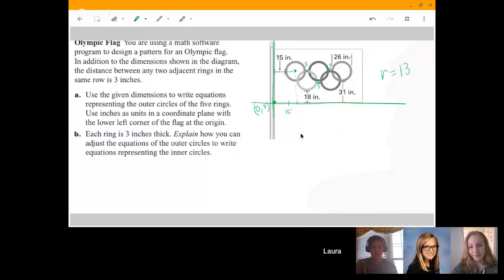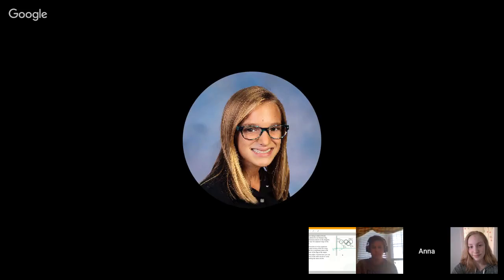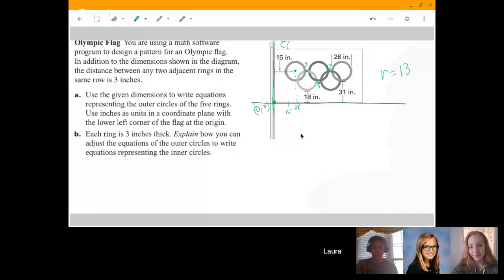So on the X value, we came out 15 and we went 13 more. This is 28 because 15 plus 13. Does that make sense? Okay, so we know the center of this first circle is going to be 28 something. So now we need to figure out the Y value of it. Kind of the same process, but this time up from the bottom.